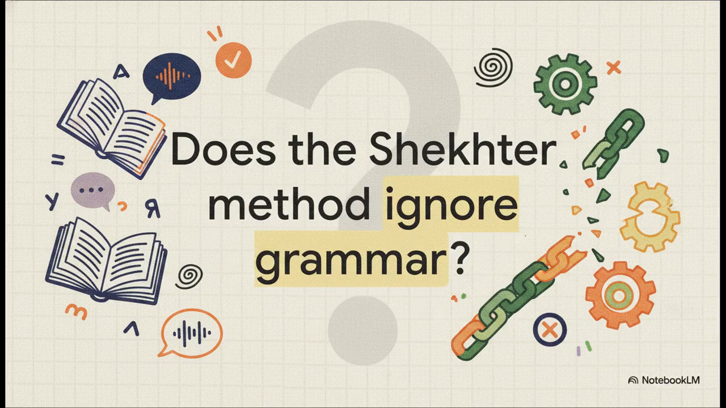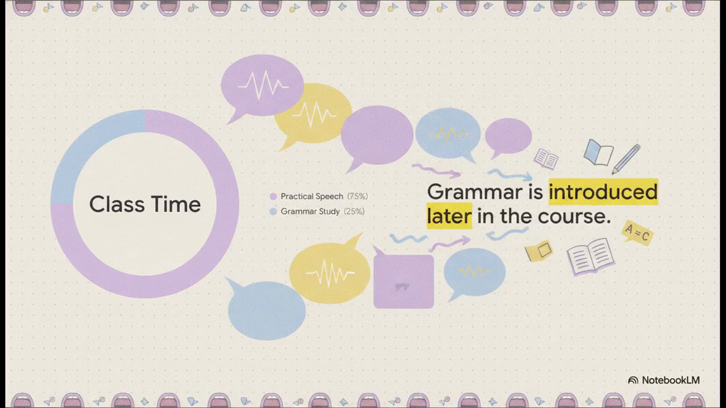Because, well, we've spent so much time talking about avoiding rules, it's a pretty common misconception that this method abandons grammar entirely and just lets students speak incorrectly forever. But the answer is a definitive no. In the second and third cycles of a Shekhter course, about 25% of class time is indeed dedicated to explicit grammar study, while 75% remains firmly focused on practical speech and etudes.